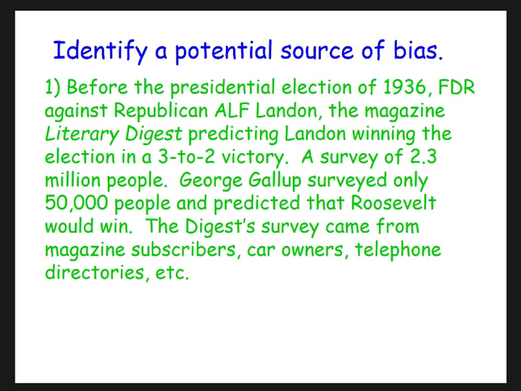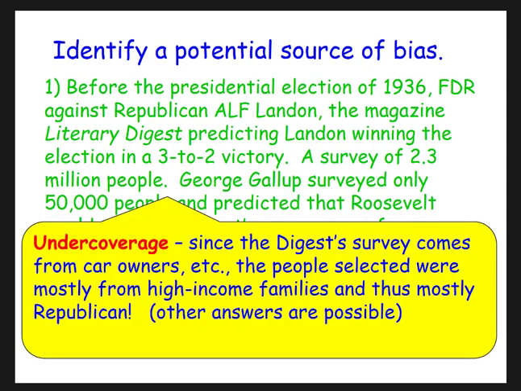So identify the potential source of bias. Before the presidential election of 1936, FDR against Republican Alf Landon, the magazine Literary Digest predicted Landon winning the election by a 3-2 victory. A survey of 2.3 million people. George Gallup surveyed only 50,000 and predicted that Roosevelt would win. The Digest survey came from magazine subscribers, car owners, and telephone directories. Well, again, there it is, the undercoverage. We're not choosing those people that don't have phones or cars.